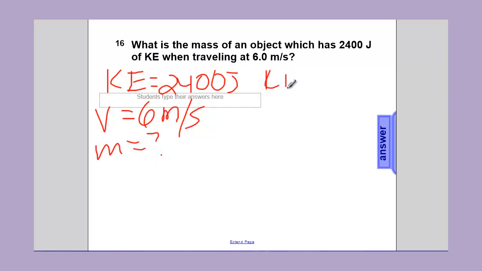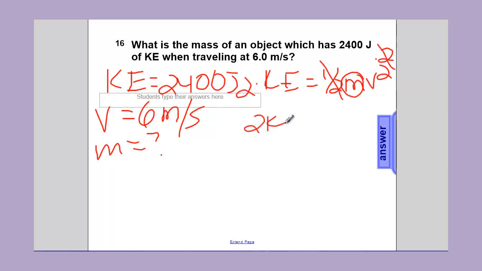So if we start with our equation, KE equals 1/2 mv squared, and we want to get our m by itself. Remember that multiplying by half is like dividing by 2, so we're going to want to multiply by 2, the reciprocal, to cancel out that half. So now we've got 2KE equals mv squared. And now since v squared is being multiplied, the opposite would be to divide by v squared. So we get our mass by itself.